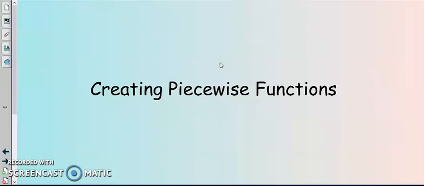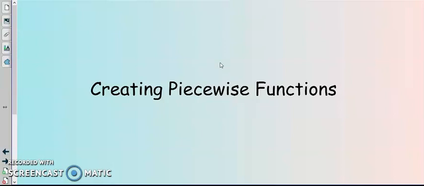So we have dealt with evaluating piecewise functions. We've dealt with graphing piecewise functions using tables and being able to go from the table to the actual graph, or from the equations to the tables to the graphs. Now we're going from the graph back to the actual piecewise function.